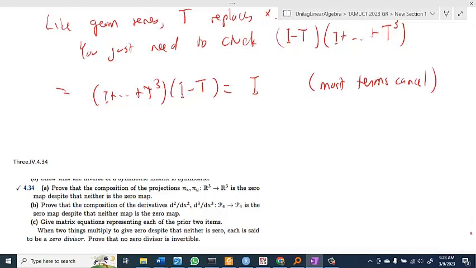Okay. So you can do that. So the matrix multiplication there is really not that difficult. There's lots of cancellation.